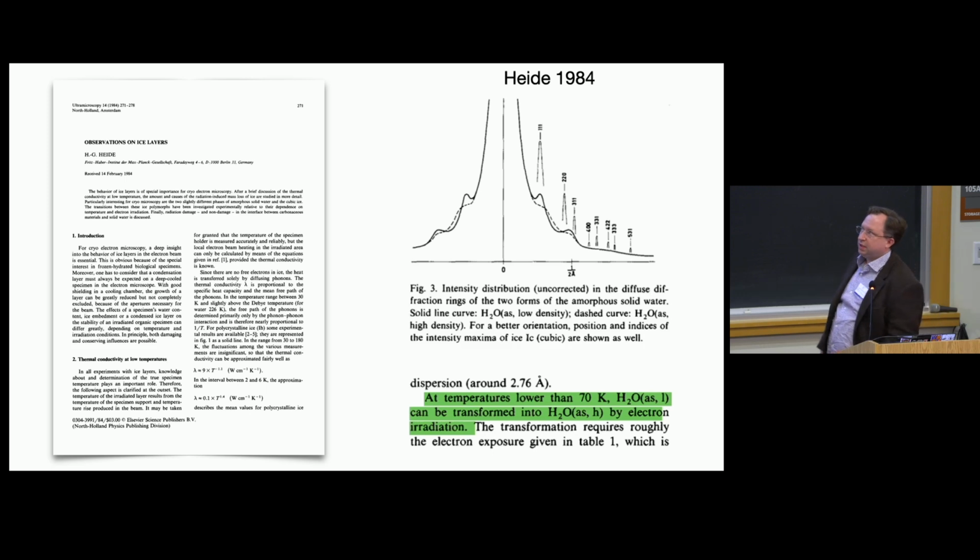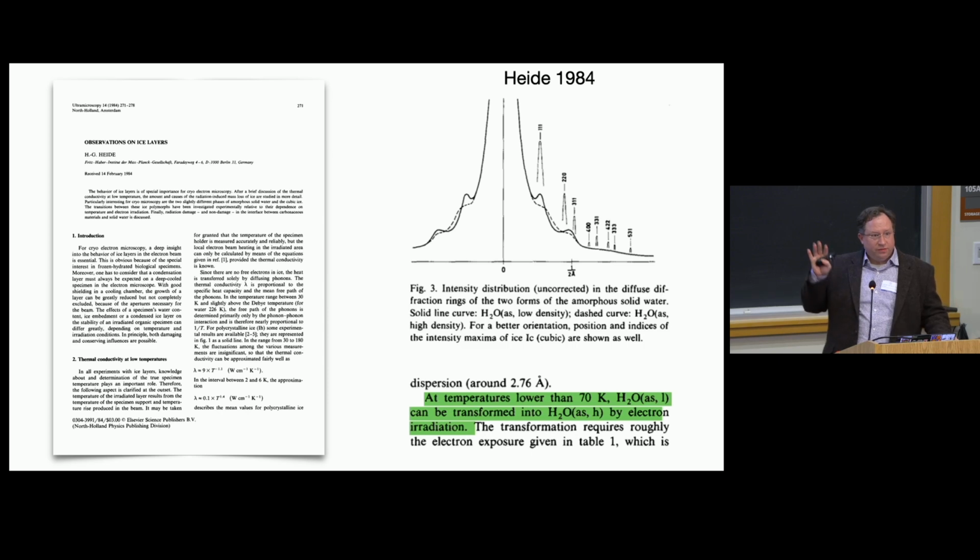And the first person to suggest this mechanism for what was going on was Haida, actually, in this paper here. And you can see clearly he measured the shift in the electron diffraction pattern, and he said that at temperatures lower than 70 Kelvin, water can be transformed, and it shifts, and that's the explanation for this shift. And then, a shift in density between 0.94 and 1.2 is a big change and can cause all kinds of problems.